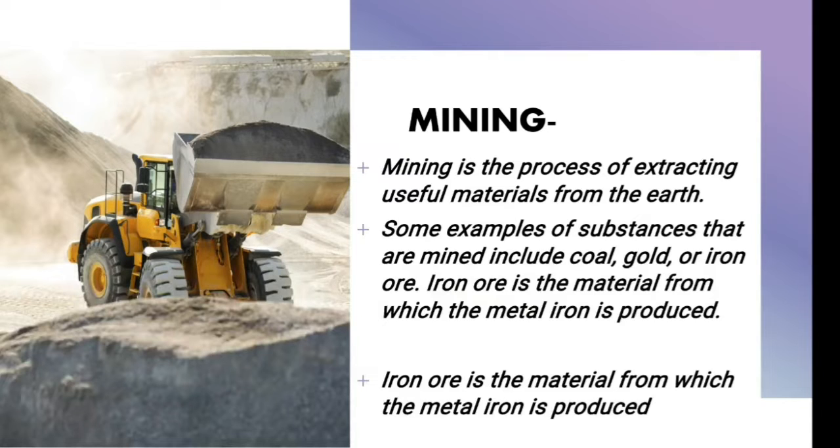So mining is done. Mining is the process of extracting useful materials from the earth. Some examples of it are coal, gold, or iron ore. Iron ore is a material from which iron is produced. So, what is it saying? That mining means extraction. Extraction of what? Extraction of useful materials such as coal for electricity production, gold for making jewelry, iron for making doors and staircases, etc.